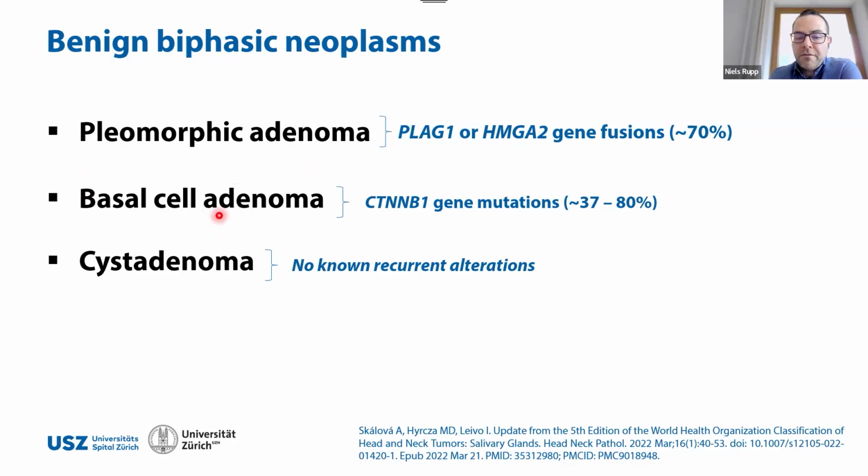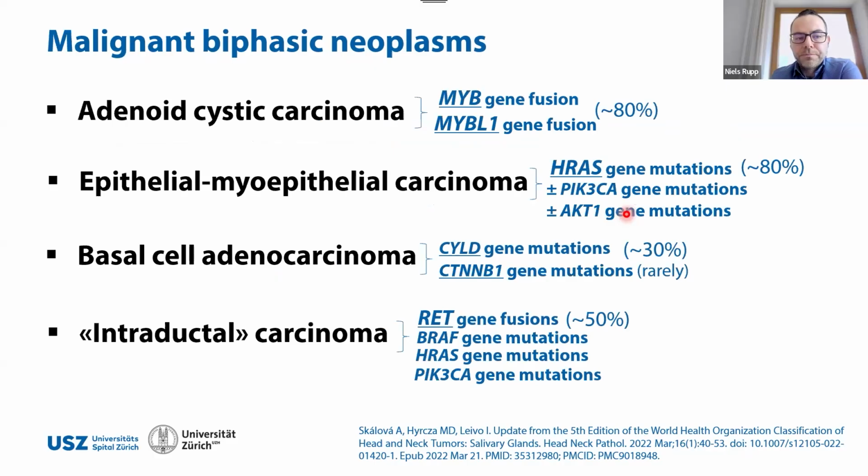However, this is a purely biphasic neoplasm consisting of epithelial and myoepithelial cells throughout the whole lesion. And these lesions show, you can see in the literature, there's a broad range between 37 and 80%, and there are new papers now coming showing also alternative point mutations in other genes, which seem to cover the other spectrum, which are CTNNB1 negative. However, approximately up to 80% harbor these CTNNB1 gene mutations. And there's cyst adenoma, which is quite rare, and there's no known alterations yet.